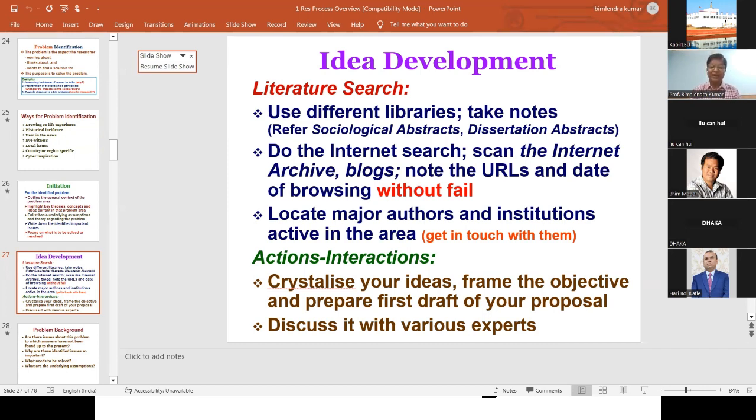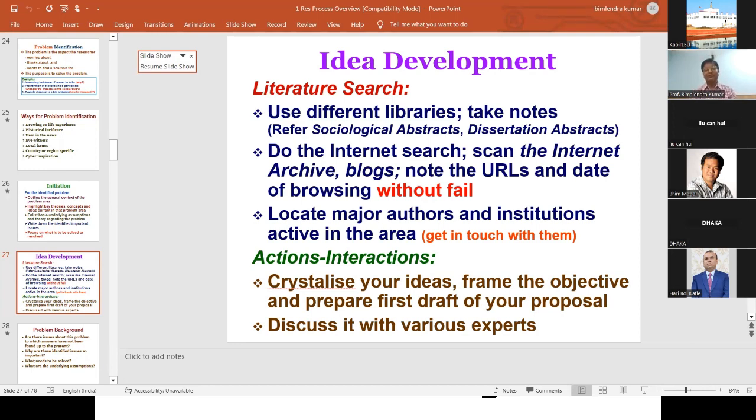Then there are the next actions and interactions: how the ideas taking place in your mind, you have to frame as research questions, and then prepare your aims and objectives of the research which you are going to discuss. There are four or five objectives undertaken by a research scholar, and these four or five objectives will be the research chapters of the dissertation or the thesis also.